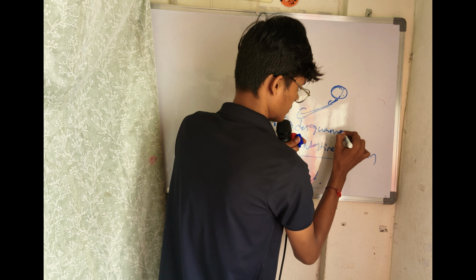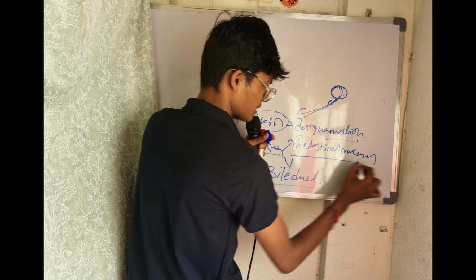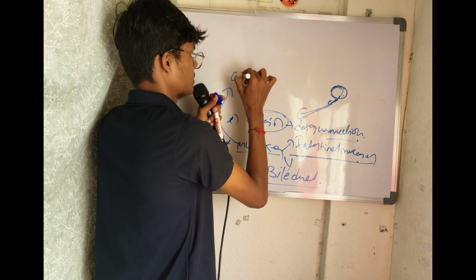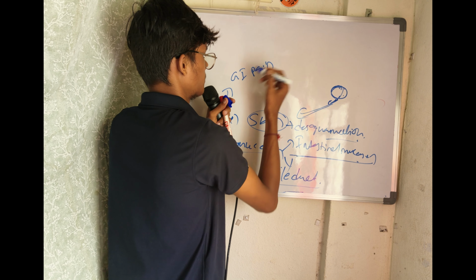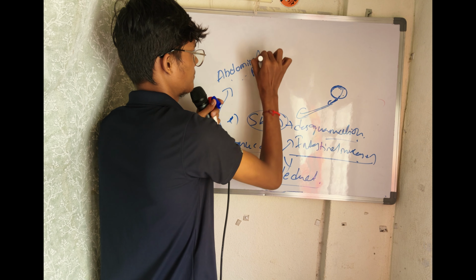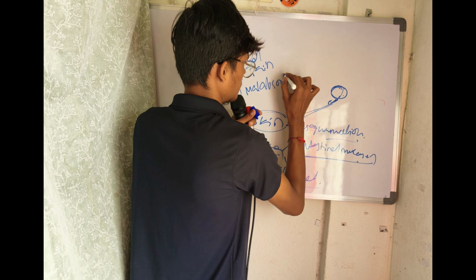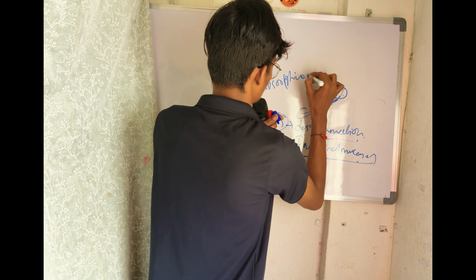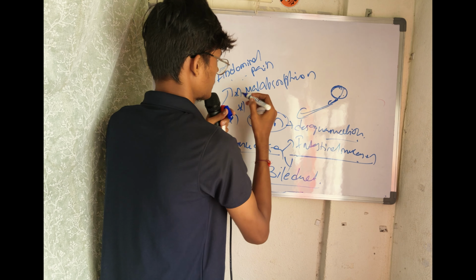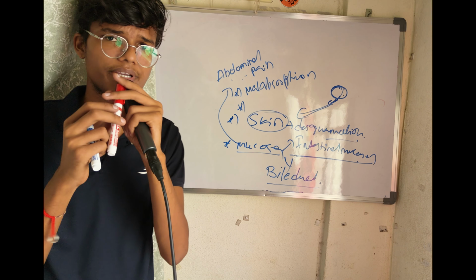Desquamation, our skin layers will be damaged. This is desquamation. And in the mucosa, the intestinal mucosa is damaged. Due to intestinal mucosa damage, we will have gastrointestinal pain, sorry, abdominal pain, and we can have malabsorption. And what all we can have? Malabsorption, abdominal pain, and diarrhea. Okay, these all we can have.